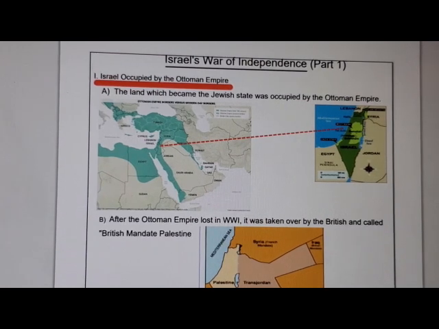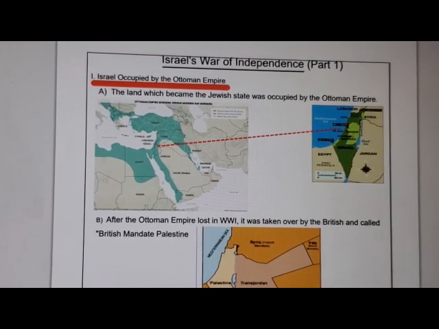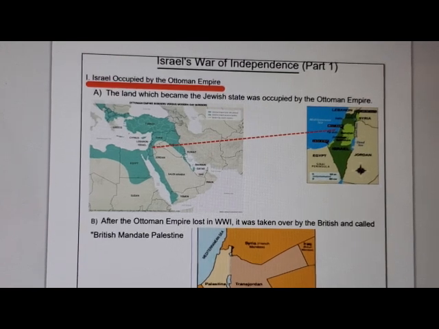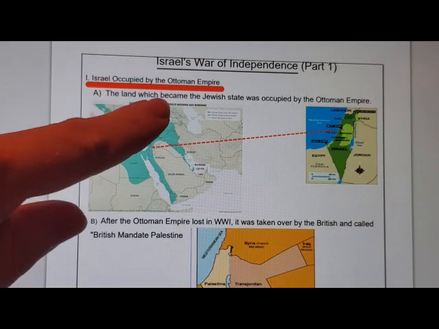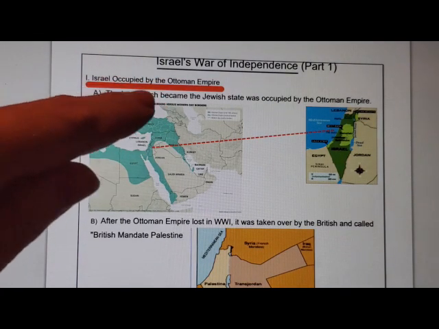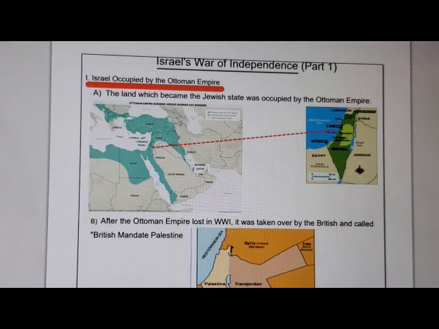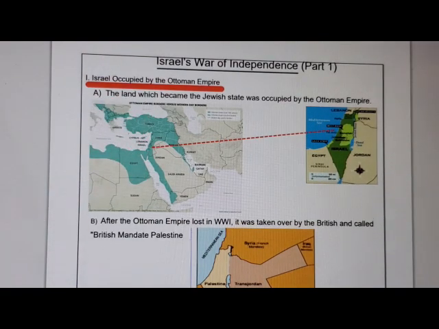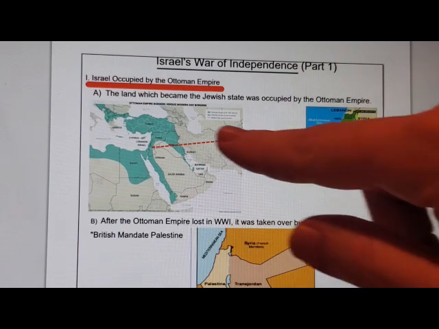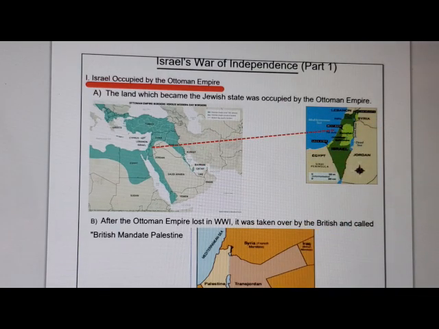All right, so I'm going to talk about Israel's War of Independence, 1948, but before that, I think I have to give you a little bit of background. First, Israel occupied by the Ottoman Empire. The land which became the Jewish state was occupied by the Ottoman Empire. Now, the Ottoman Empire is this area that you see in the green here on the map. And the Ottoman Empire would eventually be called Turkey, but you see that it included the land of Israel.